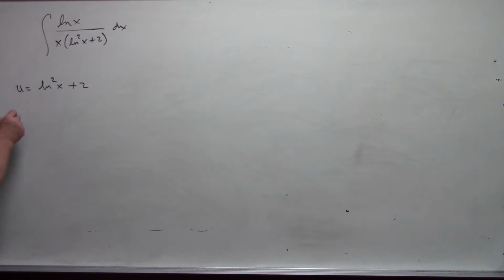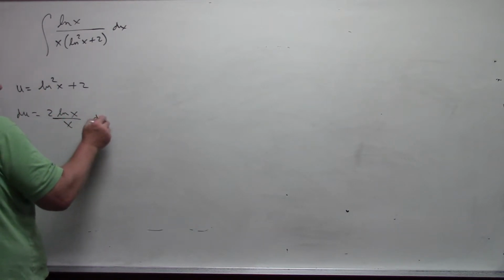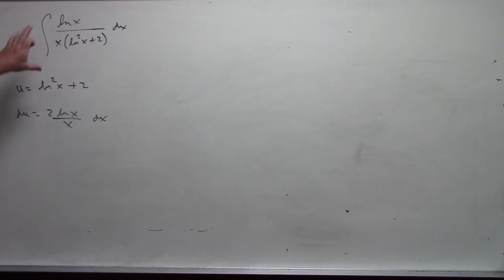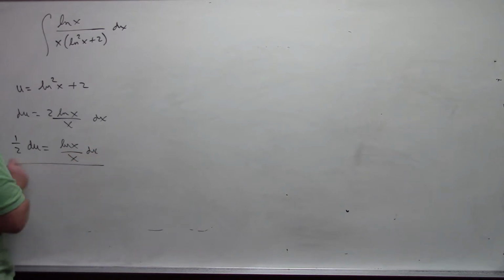Because then my derivative of this would be, this is a power with the chain involved. The derivative of ln squared of x is 2 ln of x over x dx, and you notice that this basically matches everything else that I have here. And so then I would get 1/2 du is ln of x over x dx.